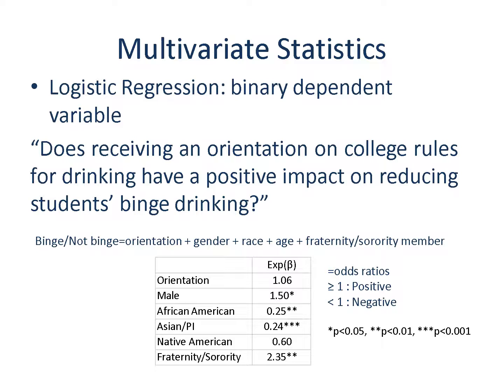Meanwhile, we see that Asian and Pacific Islanders is also a significant predictor for binge drinking. Now, if you look at the odds ratio for that variable, it is 0.25, which is smaller than 1. So we can conclude that Asian students tend to drink less than the omitted category of the race variable, which is white students.